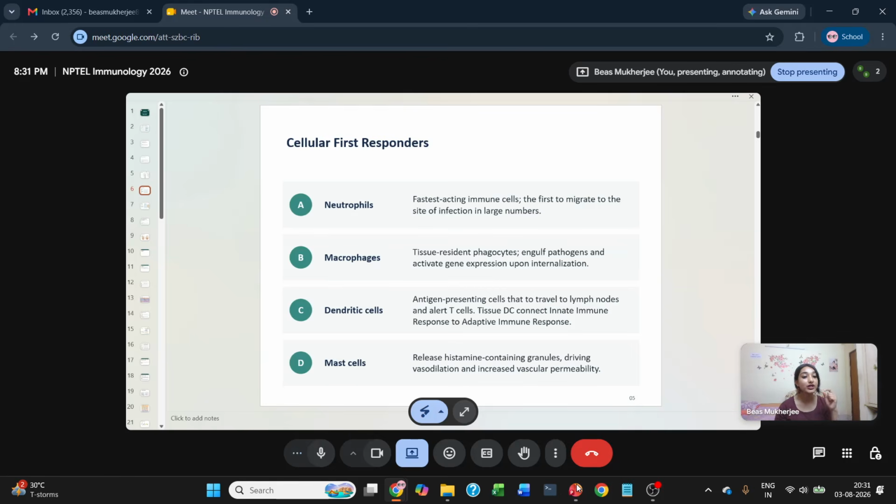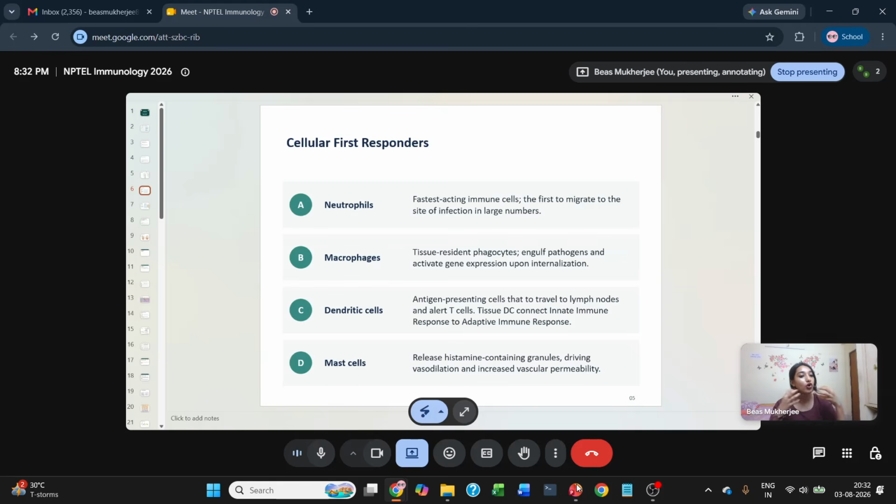Okay, then we come to the dendritic cells. Now, the dendritic cell is a link between the innate immune system and the adaptive immune system. Okay, now these dendritic cells, they are antigen presenting cells. They also phagocytose and then they present antigen, and they travel to the lymph nodes and they alert the T cells.